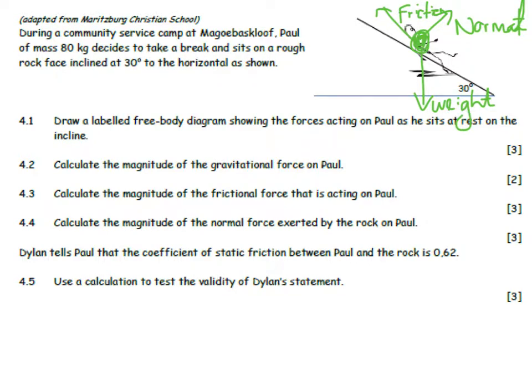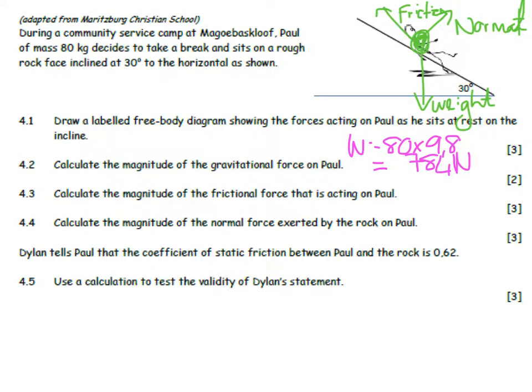Calculate the magnitude of the gravitational force on Paul. That is going to be his weight, and weight is just equal to mass times acceleration, 80 times 9,8, and you end up with an answer of 784 newtons. Calculate the magnitude of the frictional force.